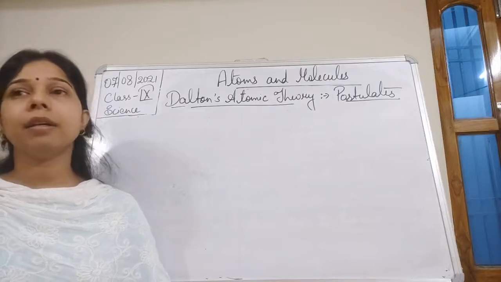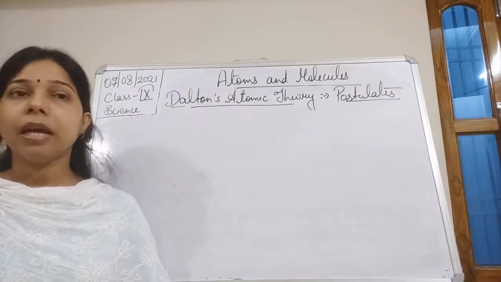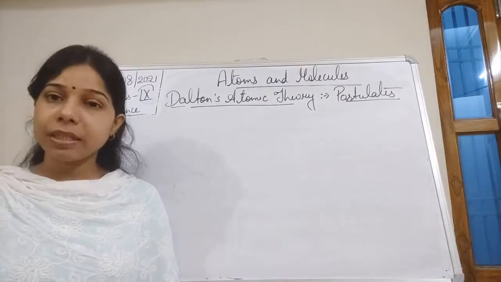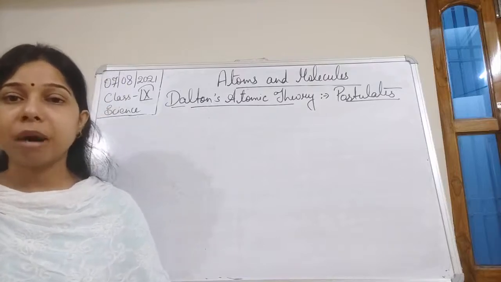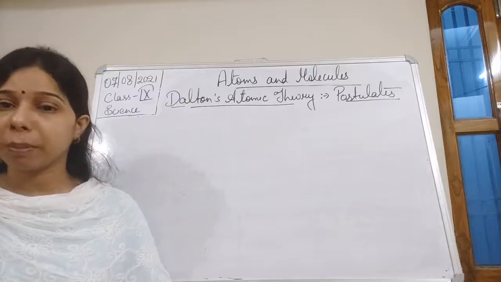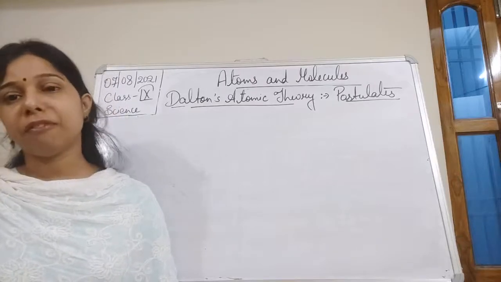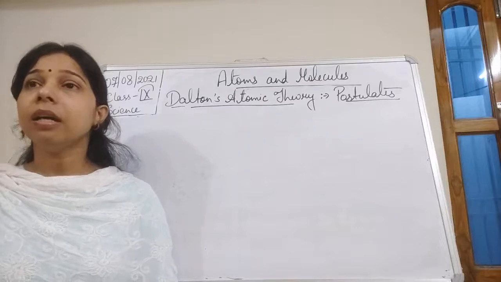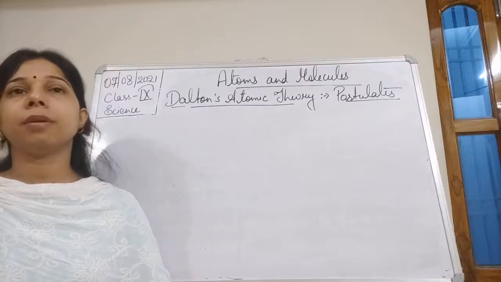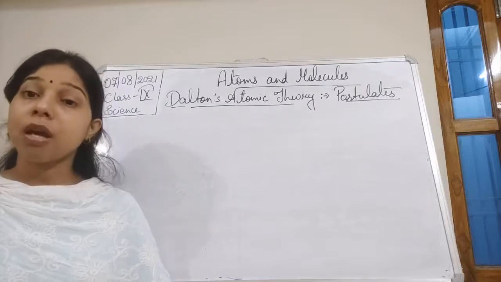And in an element, the same kind of atom is present. Then he said that if two different atoms are there, they differ from each other on the basis of mass. If they are different, obviously they have different atomic mass, and having different atomic mass gives different properties to the two different atoms. Then he explained that if two different elements have the same mass, then the properties are also the same.